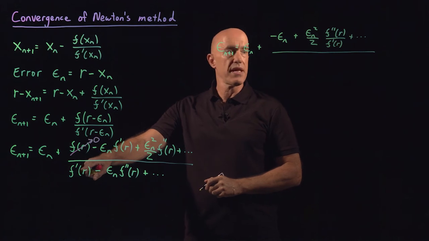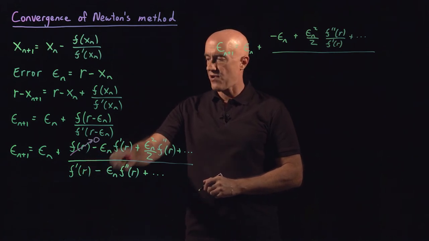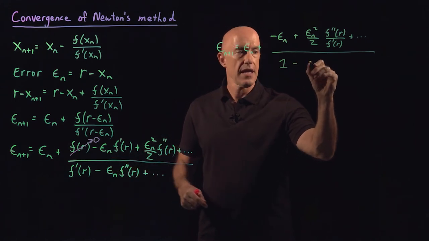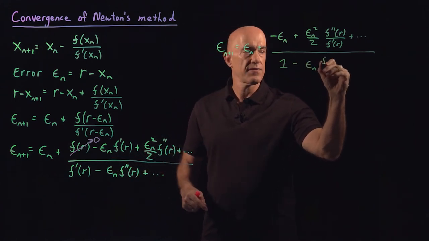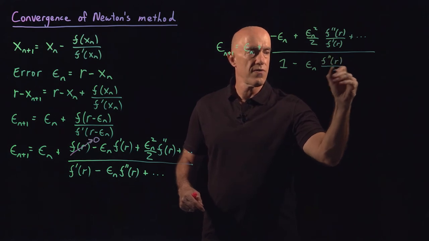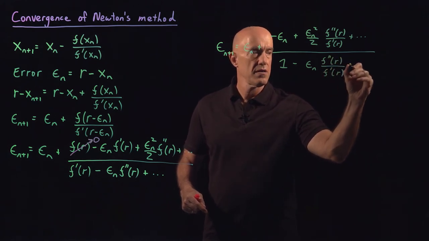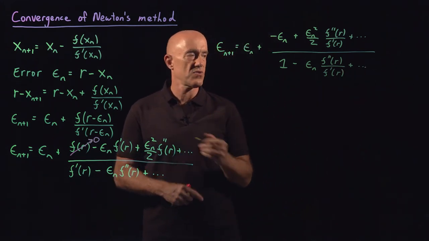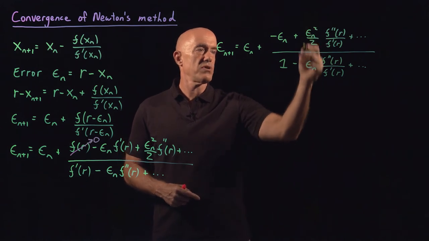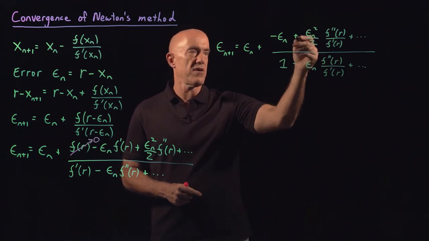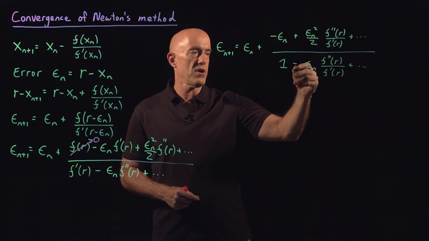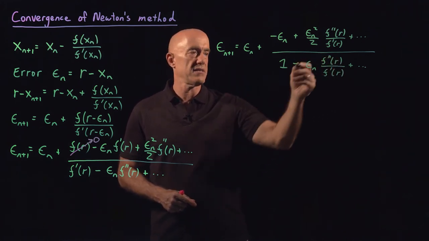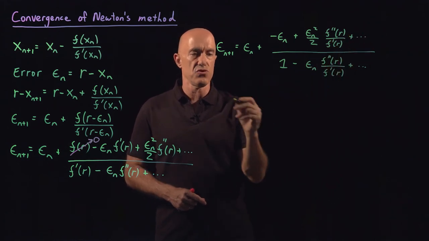And then the denominator, we divide it through by f prime of r. So we have 1 minus epsilon_n f double prime of r over f prime of r, plus additional terms which depend on epsilon_n squared. Now we use the Taylor series expansion of 1 over 1 minus delta, a small number, which expands as 1 plus delta, in the numerator.